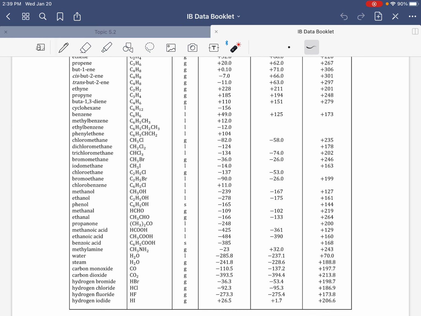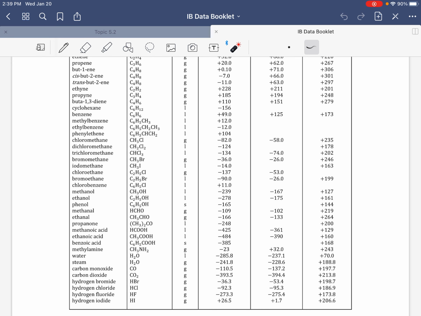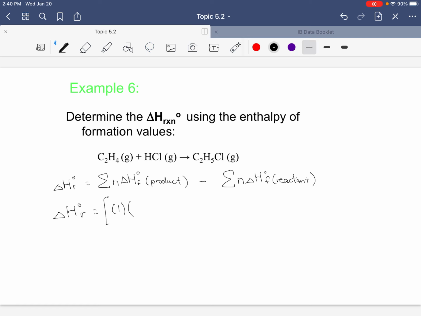Well, let's go to our data booklet. What was it again? C2H5Cl? C2H5Cl is right there. So to make this, delta H of formation is negative 137. Let's write that down. Negative 137. Well, it looks like that's the only product, so you don't have to add anything else. So let's close this bracket.